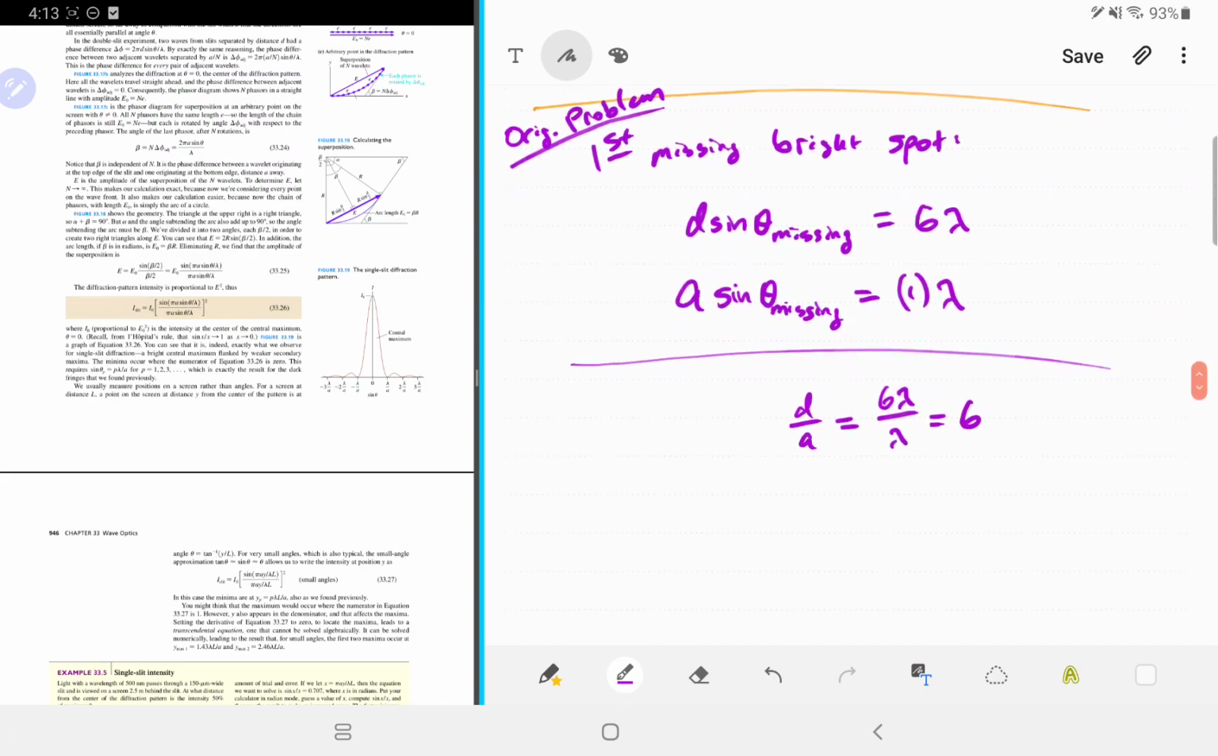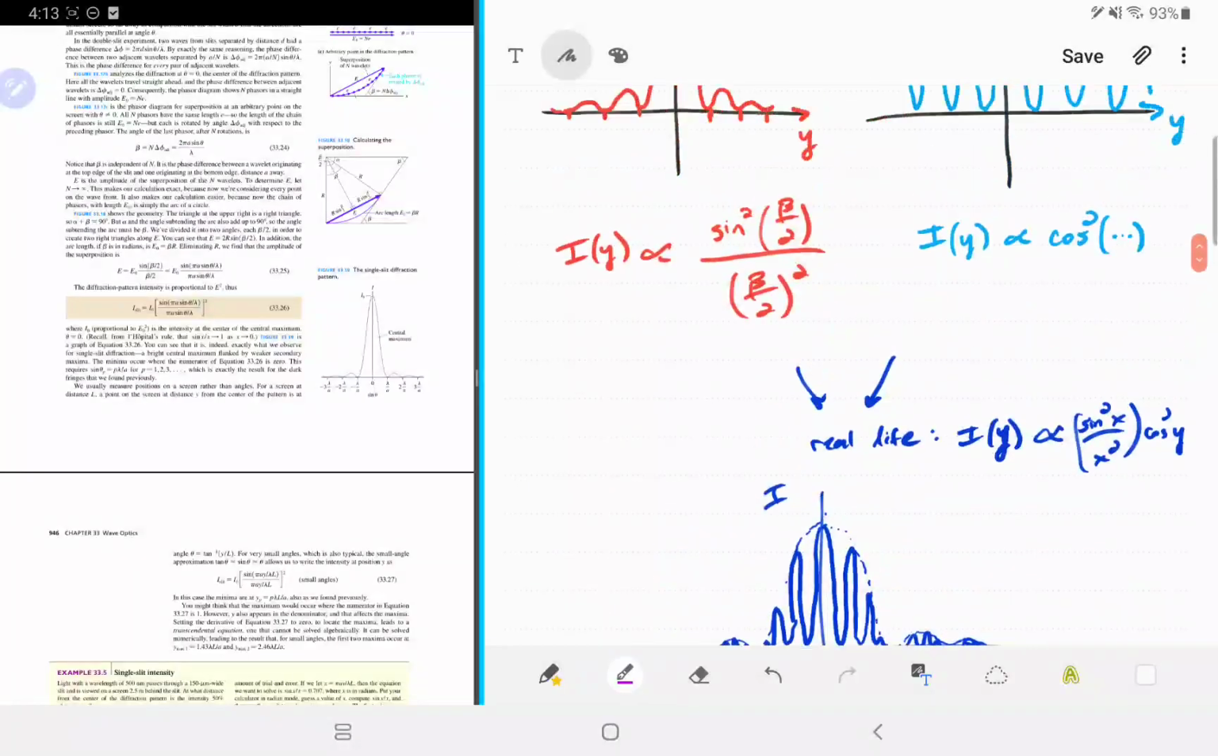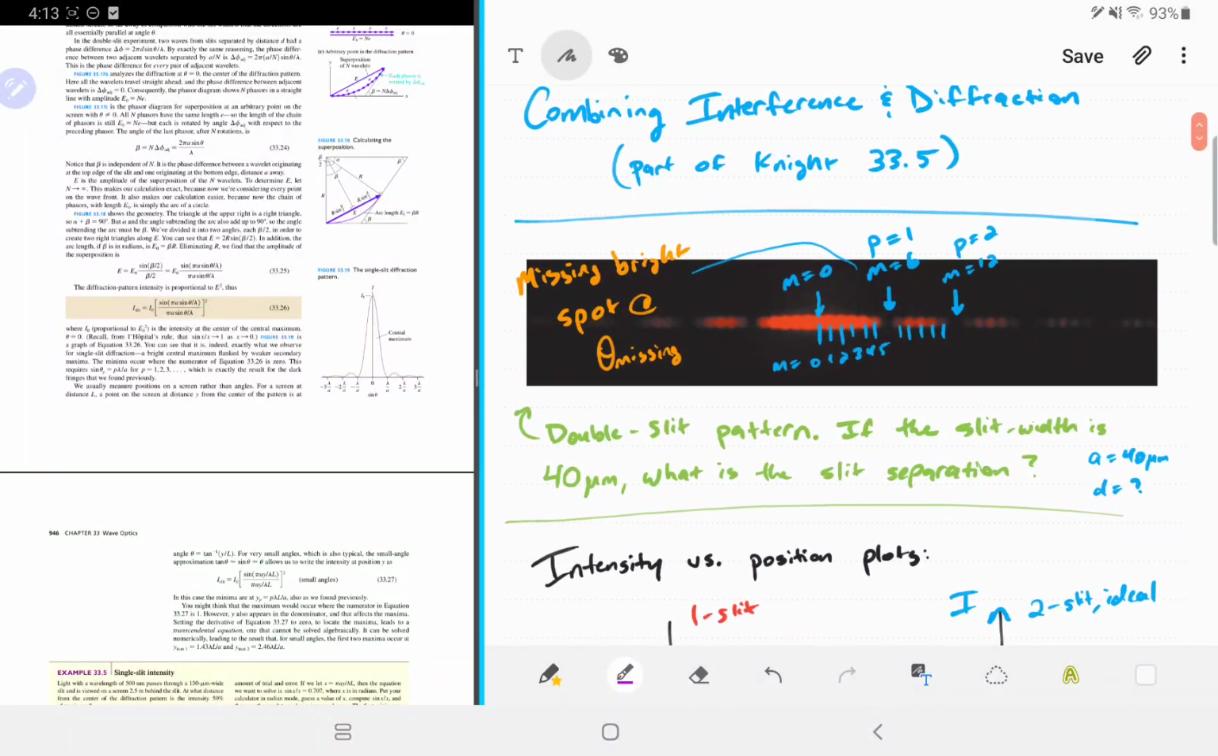So by looking at the m value for the missing bright spot, we can see a relationship between the slit width and the slit separation. It looks like d equals 6a for that picture. So that means the slit separation is 6 times bigger than the slit width. So d equals 6a. Six times 40 micrometers, that's 240 micrometers. So it looks like our answer is 240 micrometers for the slit separation.